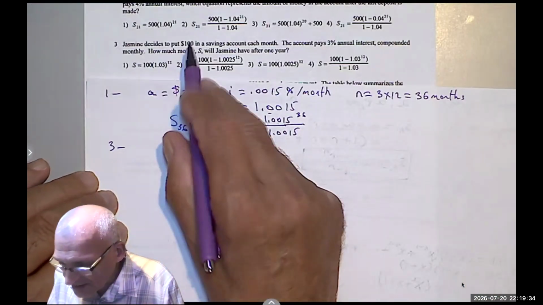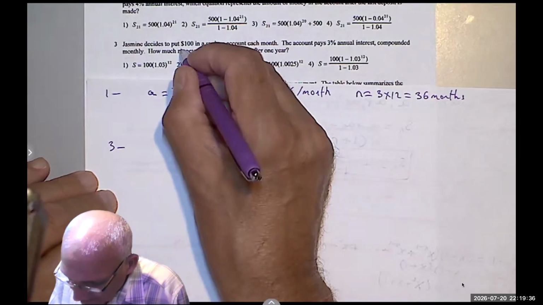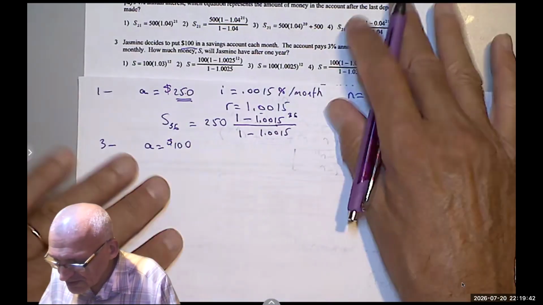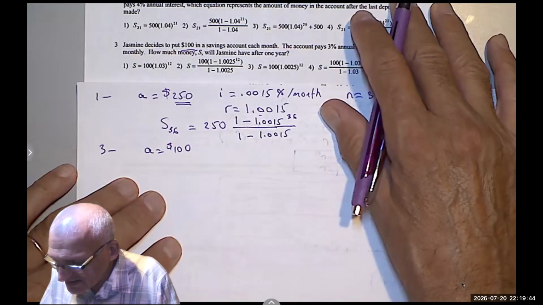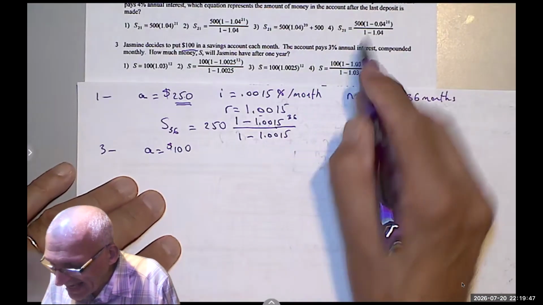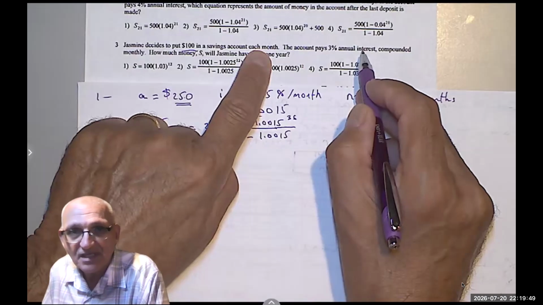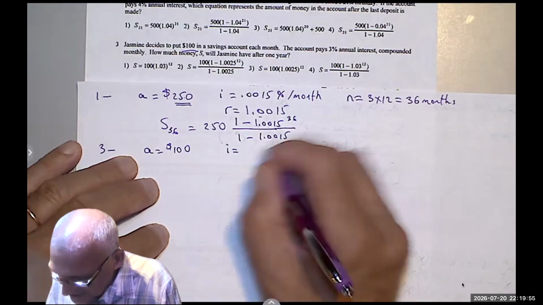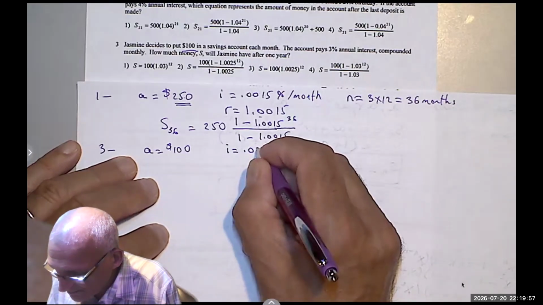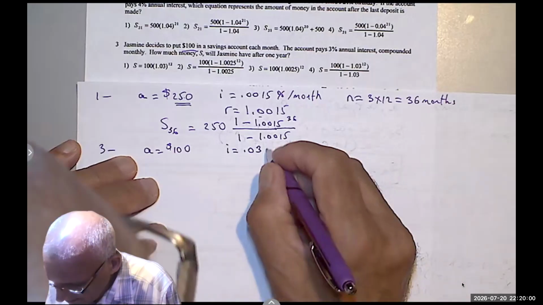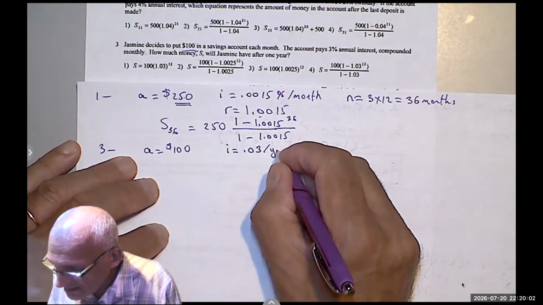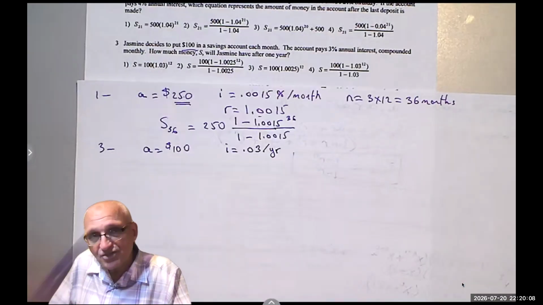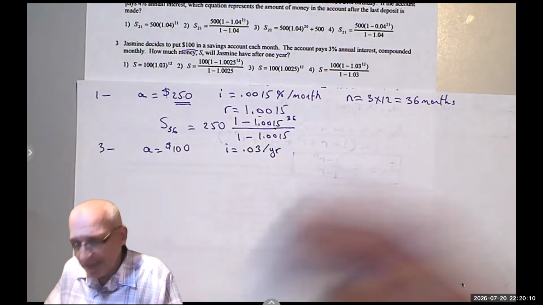Jasmine decides to put $100 in a savings account each month. So A is $100. It's almost the same problem. Let's see, the account pays 3% annual. Oh, that's the opposite. She puts the money in every month, but the interest here is 3%, 0.03. Notice you divide by 100 per year. But it's compounded monthly, meaning the interest is added every month.